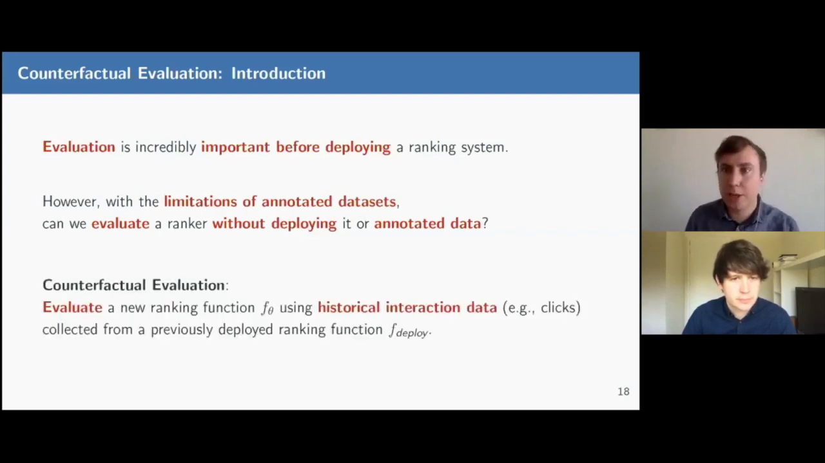So this is essentially counterfactual evaluation, right? And to put it a bit more formally, we want to evaluate some new ranking function, we call it f theta, using historical interaction data, for example, clicks. And these clicks were collected from a previously deployed ranking function, which we'll call f deploy.